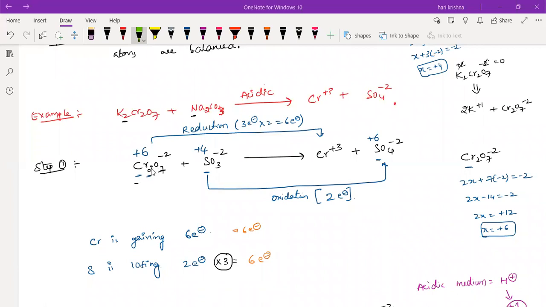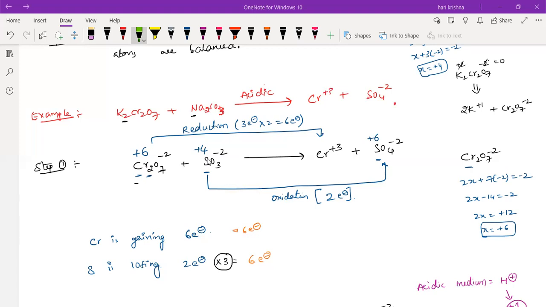Cr2O7 minus 2, in this compound chromium will show the +6 state. The next chromium is showing the +3 state only. So how many electrons are gaining from this? +6 to +3, 3 electrons are gaining. Reduction means gaining of electrons. But each chromium is gaining 3 electrons. That means total you have the 2 chromiums there. So 3 into 2, 6 electrons are gaining by the chromium.